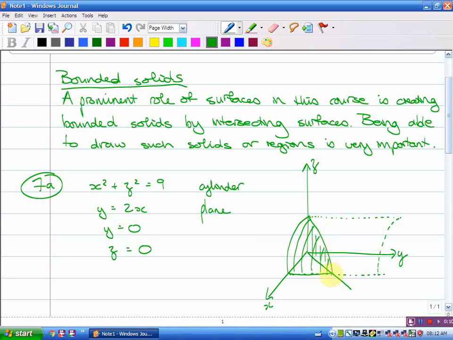Okay, those little vertical stripes I've drawn on the drawing are the plane at the back, the y equals 2x plane that's defining the back of my solid.